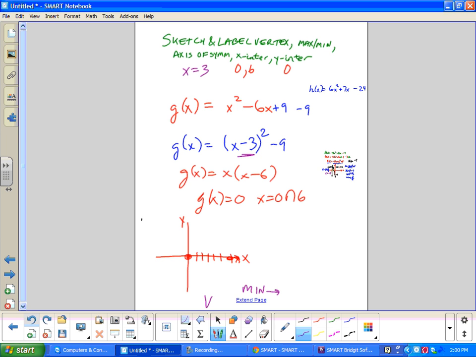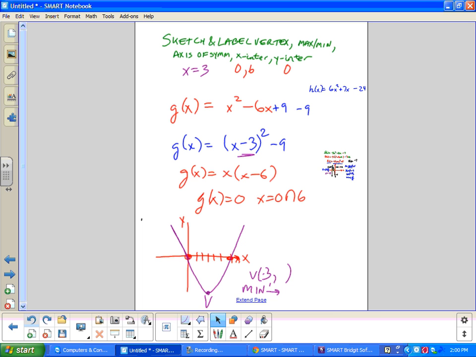And I don't know the vertex yet, though I know it's at 3. I don't know the y value yet. Now I could find it because I have that blue equation where I get to complete the square. But I'm going to do it this way. So you guys agree the sketch looks like this. So how do I find the y value?